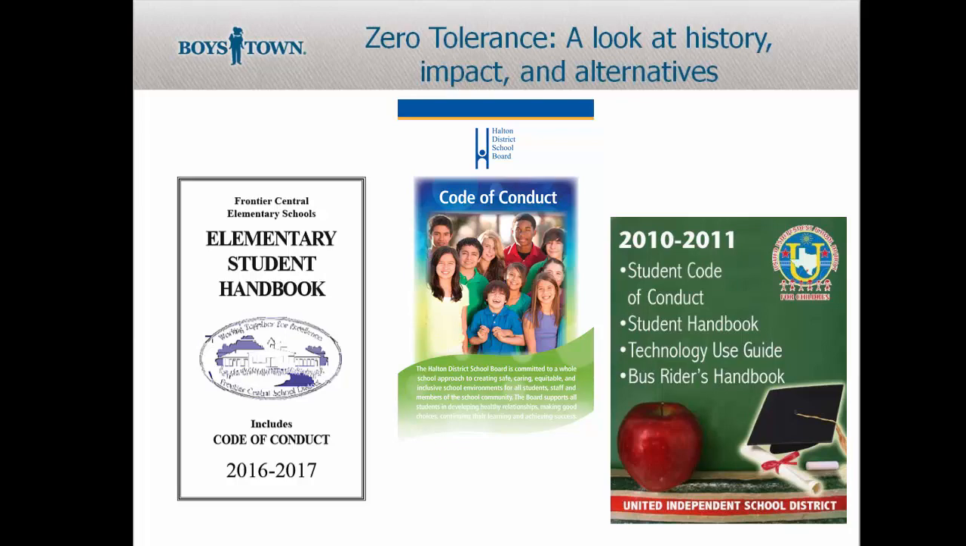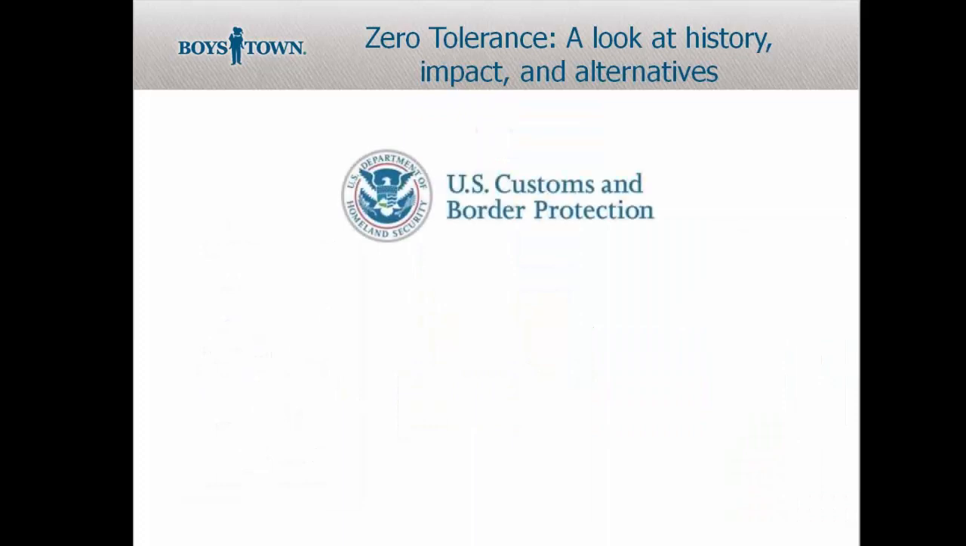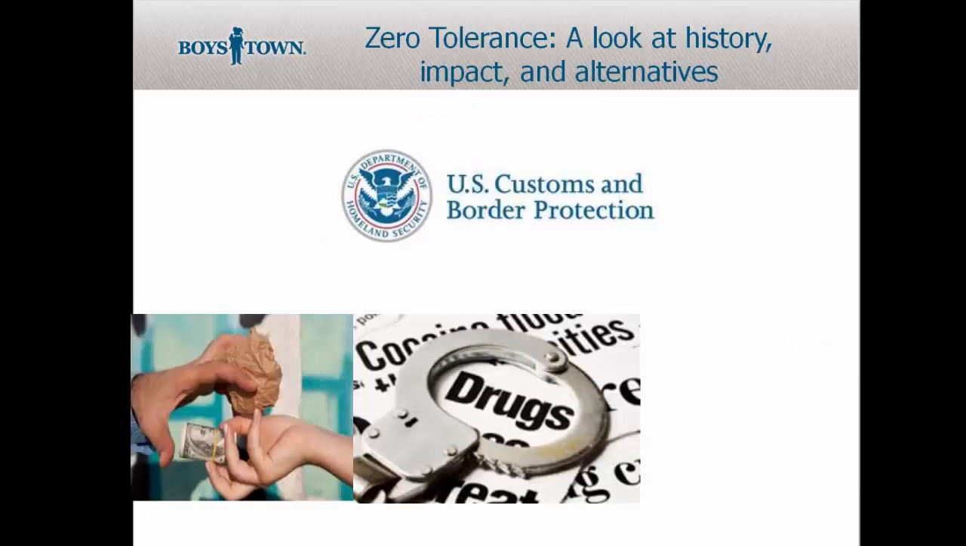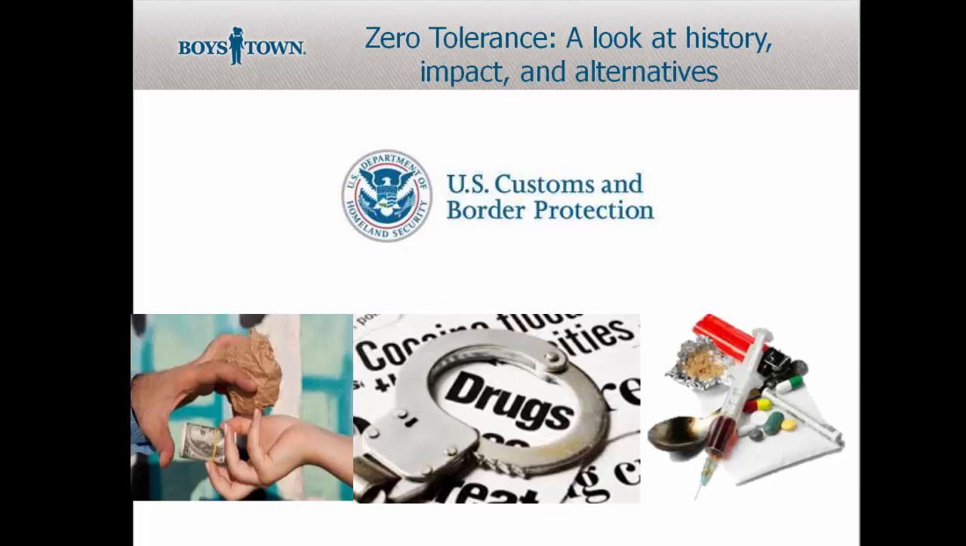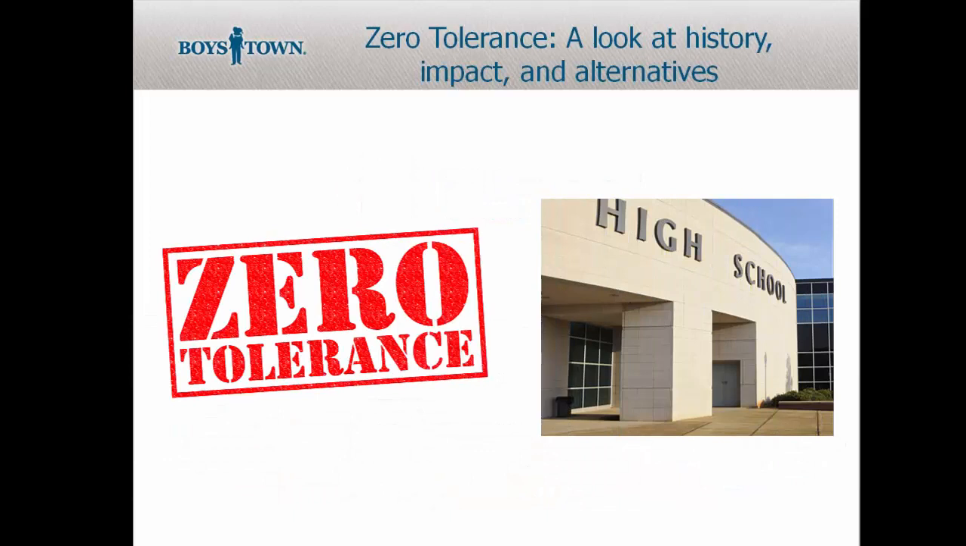Zero tolerance was first applied in the 1980s as a strategy used by U.S. Customs to combat the rise in the drug trade. But over time, zero tolerance practices were applied at state and federal agencies to address a range of things, including social, educational, and even workforce problems. It was in the 1990s when we started to see zero tolerance applied in schools.